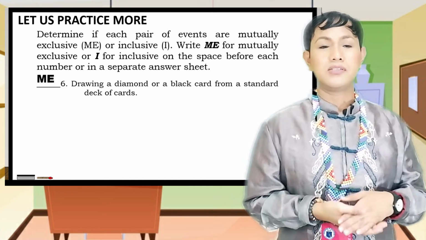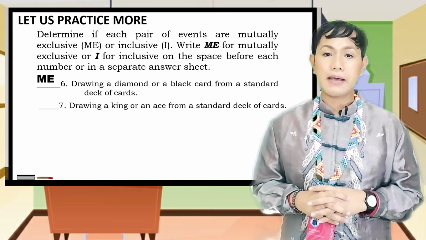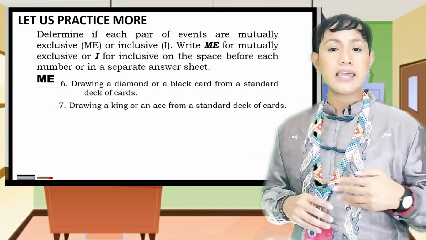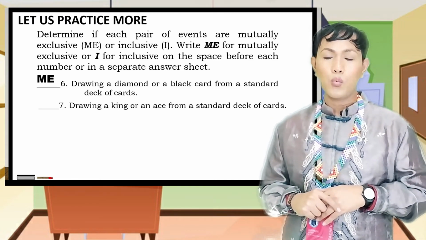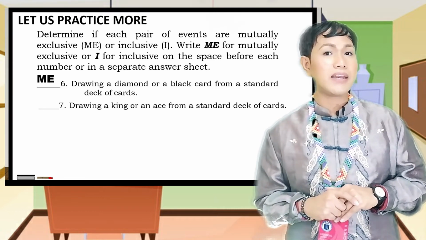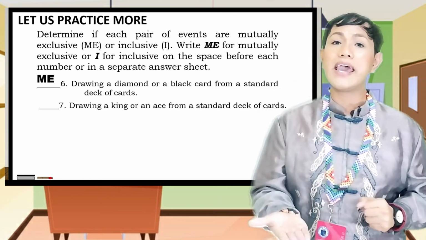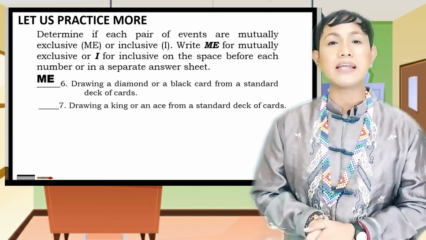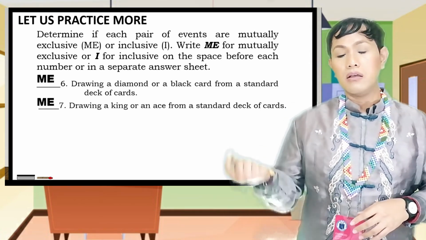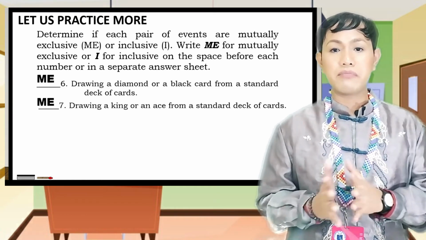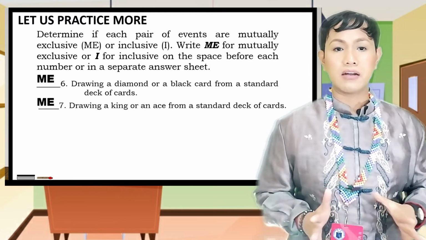Right? So, let's move on to another example, which is drawing a king or an ace from a standard deck of cards. Would that be ME or would that be an I? Your guess is as good as mine. Very good. That's ME, or mutually exclusive, once again, because a king is definitely different from that of an ace in a standard deck of cards. So you cannot have them both all together.